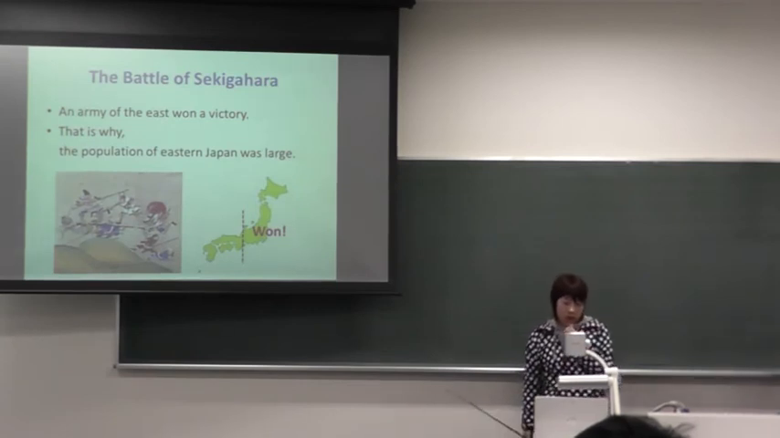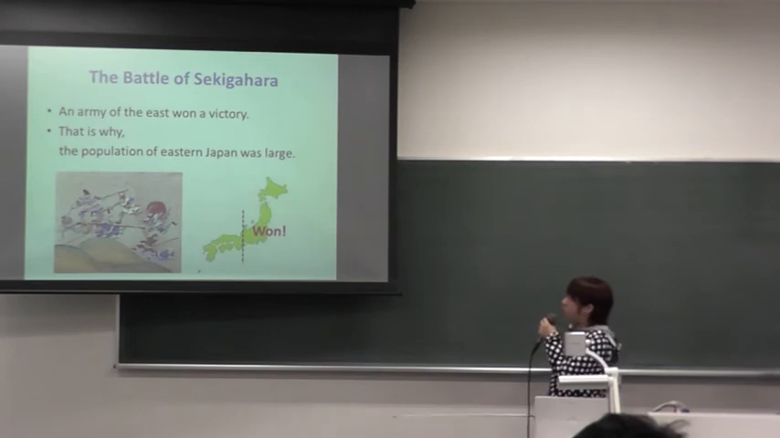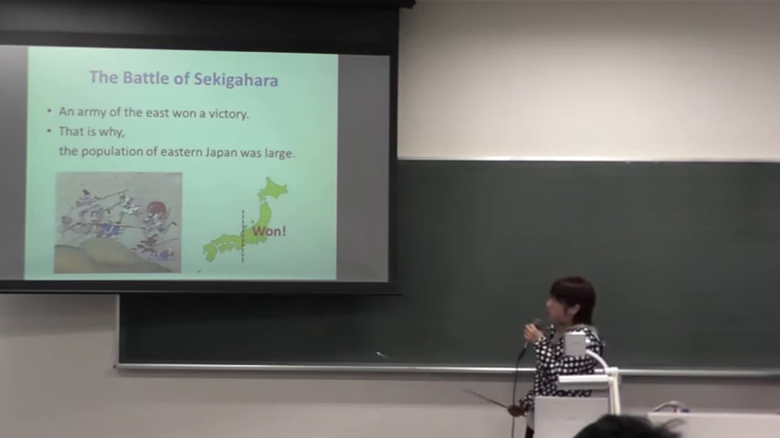In the Battle of Sekigahara, an army of the East won a victory. That is why I think that the population of Eastern Japan was larger than that of Western Japan. So square rice cake, which is easy to make, spread in Eastern Japan.